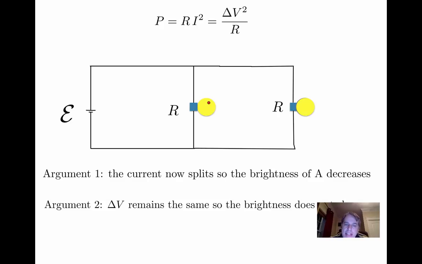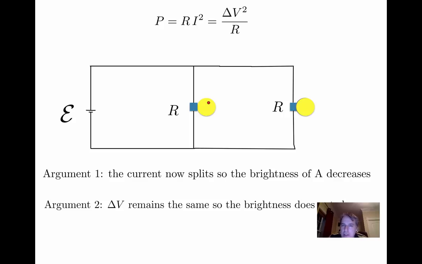Therefore, the brightness of this light bulb does not change when we close the switch. So we have two conclusions that are different. They cannot both be right. So there's a flaw in the logic here. It's quite subtle what the flaw is, and I will ask you to pause the presentation now and try to figure out what the solution is.